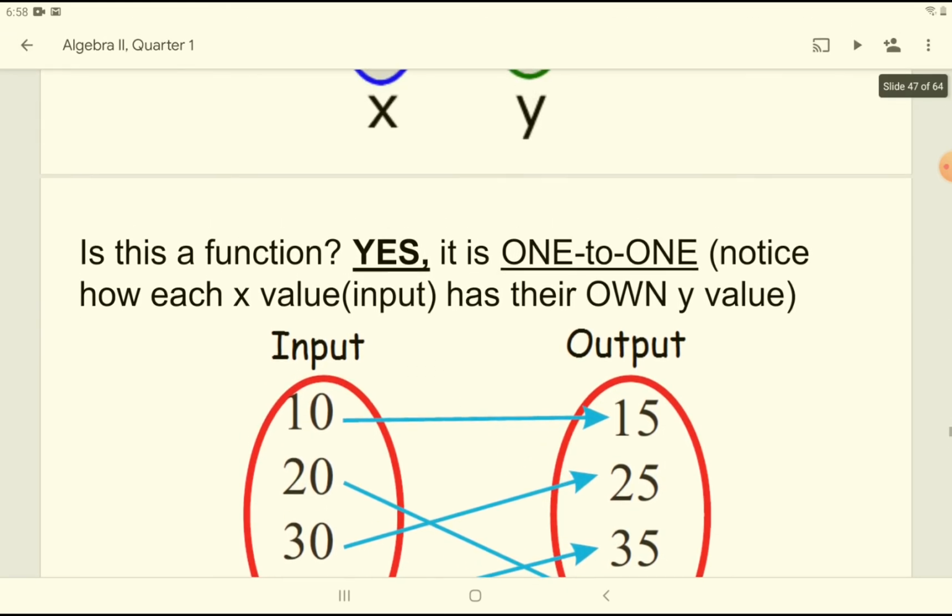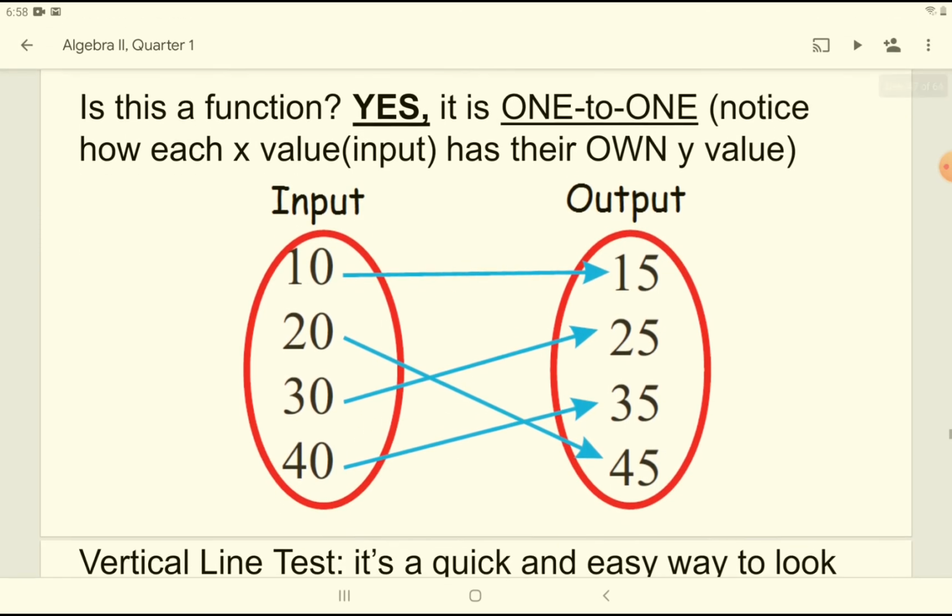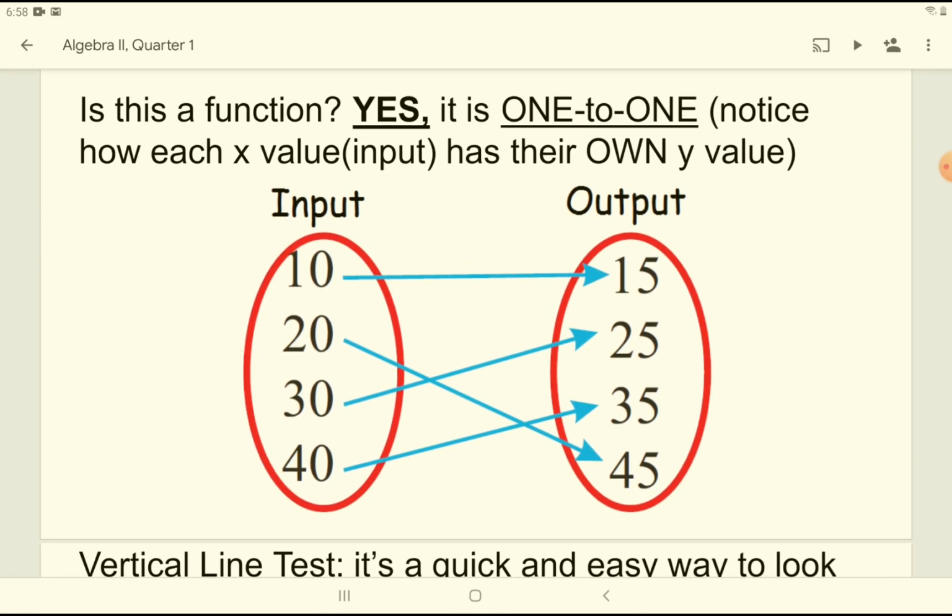Okay, is this a function? Let's see here. Yes, it is. Notice how each x value input, also known as domain, has their own y value, which is output. All right, so 10 goes to 15, 20 goes to 45, 30 goes to 25, and 40 goes to 35. So each one has their own partner. This is a function. This is an exclusive relationship. This is a great function.